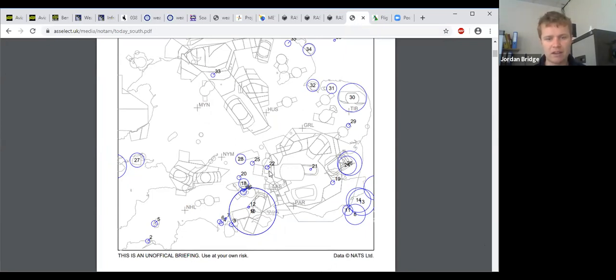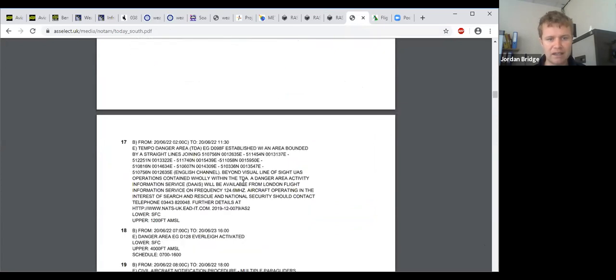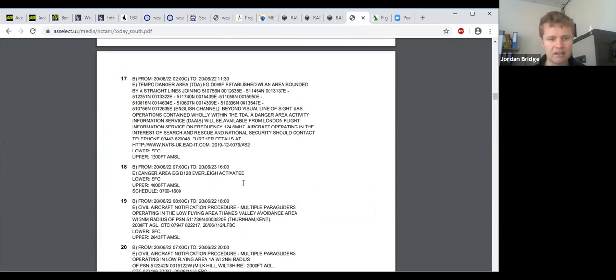Chiltern Park may have gliding. These are paraglider NOTAMs. I think there's some activity in the Boscombe Down area as well. We'll just look at 18. Or Eversley. So yes, that's active all day. The general danger areas around Boscombe are busy.